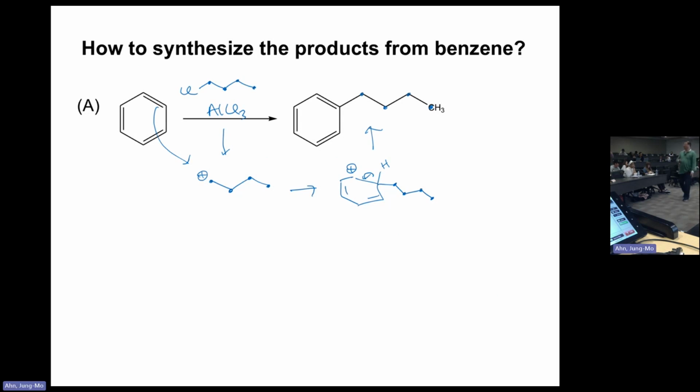But you know that this is not going to happen. This is kind of a trap that we lay down. What is going to happen if you do it this way? This primary carbocation is not stable, right?